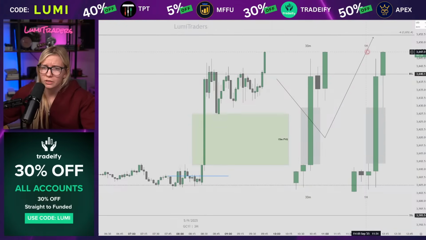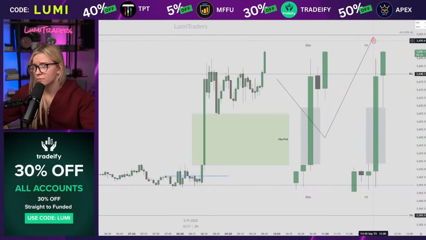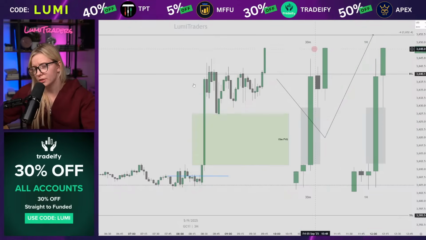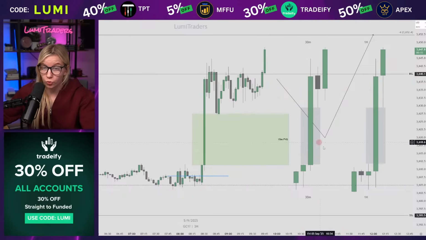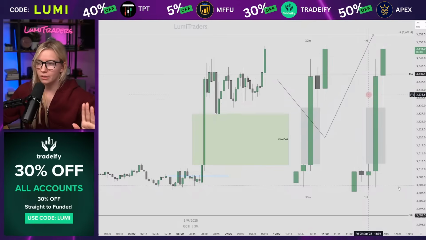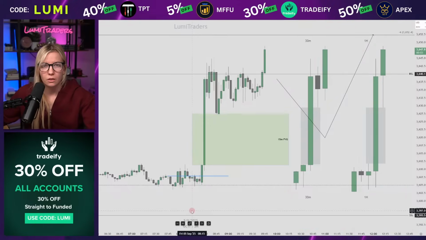Gold, are you serious? I'm still flat, which is annoying. No entry from here. As I said before, I would like to long from this area, from this 15-minute fair value gap, right to this level. I'm fine. No model, no trade. I learned my lesson. I'm going to stick to this.